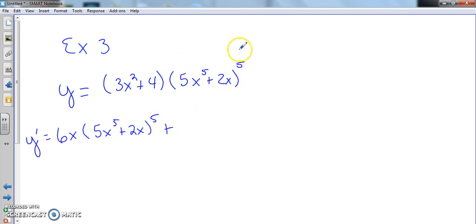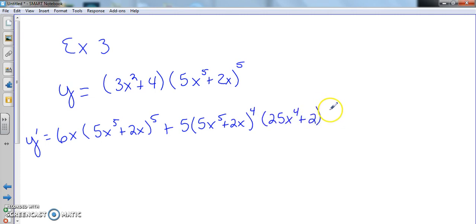plus the derivative of the second. Here's my chain rule. What is the outside function? The outside function is 5, so this will be 5 times the inside to the fourth power times the derivative of the inside, which is 25x to the fourth plus 2. Okay, all of this right here is the derivative of the second. And don't forget, we gotta still multiply it by the first. I would not try to clean this up unless you're really trying to make a mistake. You just leave it alone.